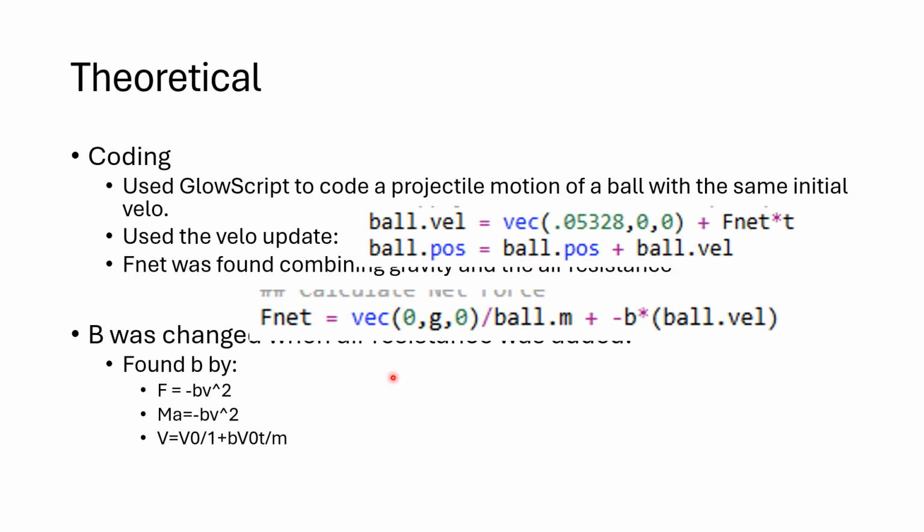And then we needed the FNet for the velocity update, so we found it here. And we used the air resistance. So for the first one, B was 0, so I didn't really have to worry about that. And then for the second one, we found B. We had to take an integral there, but I got it. Yeah, because math.